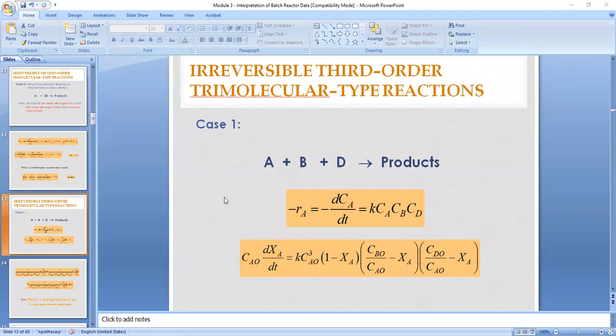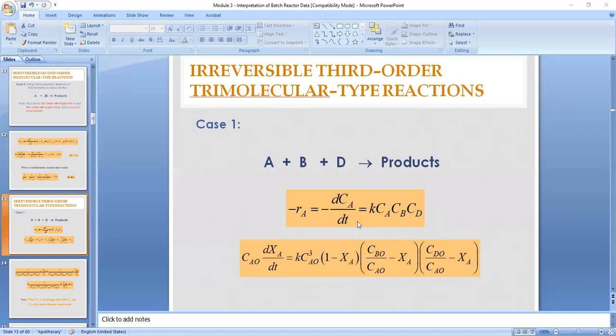Case one is the case wherein you have three different species on the left side of your reaction, and if it's elementary, the rate law or the rate equation would look like this. It would be rate law if you have negative r sub A equated to k, C sub A, C sub B, and C sub D. It would be the rate equation if you have that derivative equated to the right side.